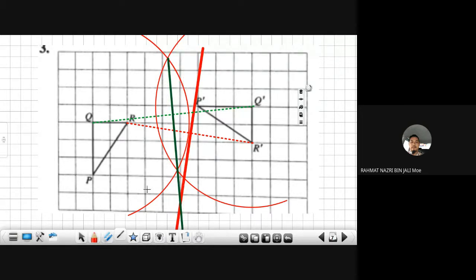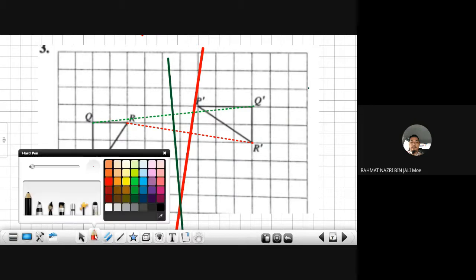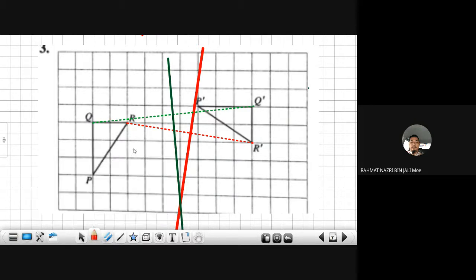So you get, let me clear the arc first. So the green one is the second bisector, perpendicular bisector to the Q and Q prime. The red one is the first bisector, and then the intersection of red and green located at this point. Then we label this point of intersection with C.